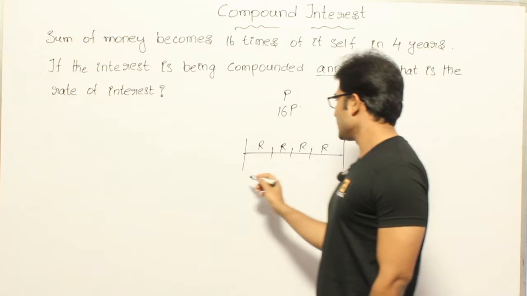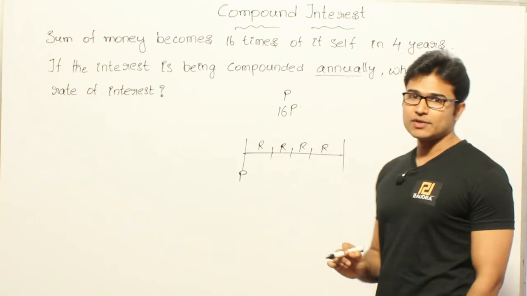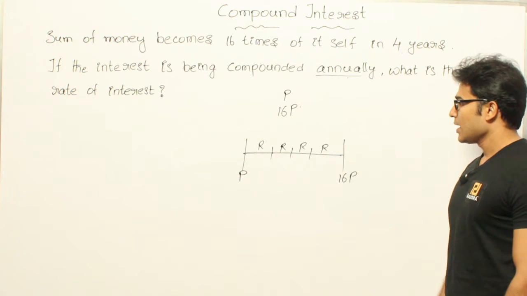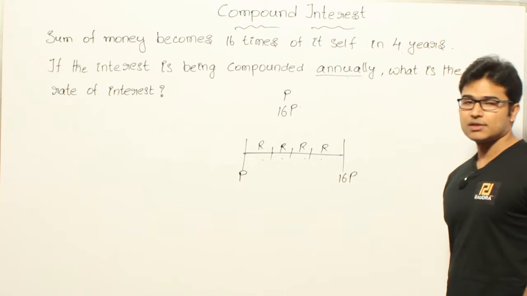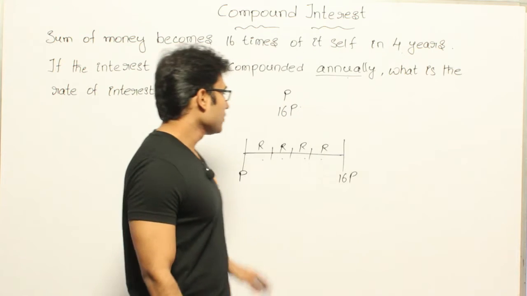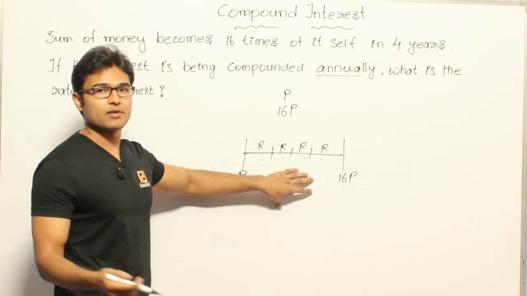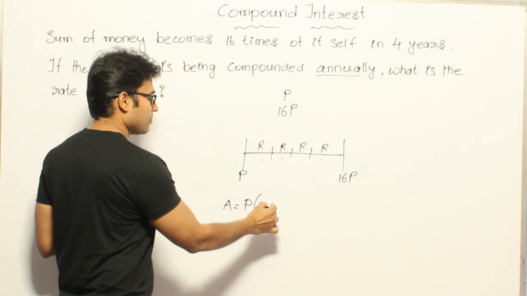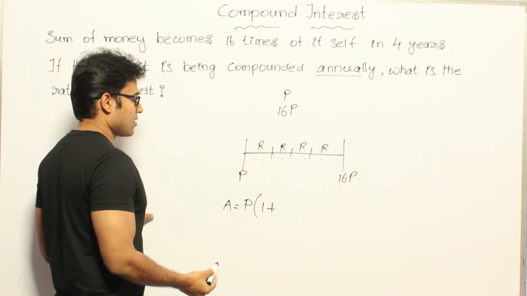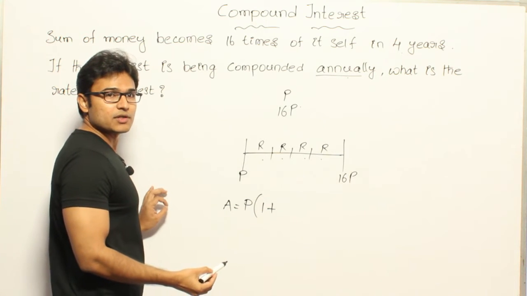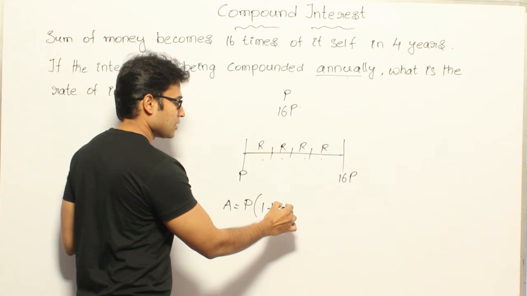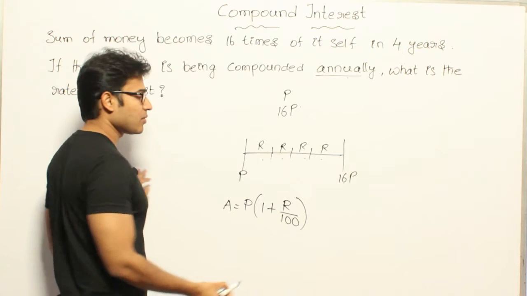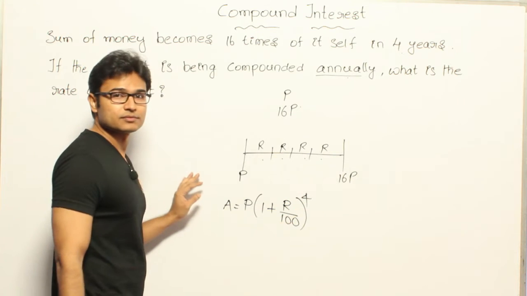Now accordingly, if P you are going to invest here, they are saying that it is becoming 16P by the end of 4 years, right? And the number of years or number of parts here is 4. The slot is 4. Now how can you express it in the formula that we have derived? Now we know that amount A equal to P into 1 plus rate of interest per part. So rate of interest per part is R divided by 100 whole to the power number of parts. So number of parts in this case is 4, isn't it?